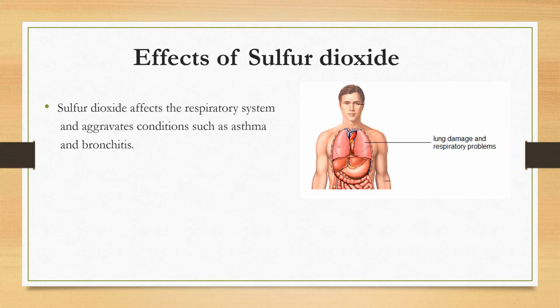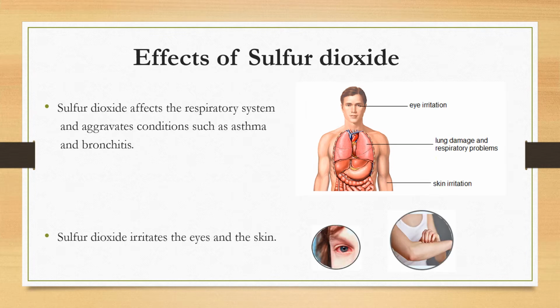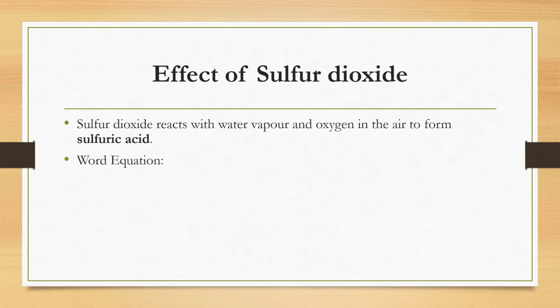Sulfur dioxide affects the respiratory system and aggravates conditions such as asthma and bronchitis. It also irritates the eyes and the skin. Let's now find out the effect of sulfur dioxide on the environment. Sulfur dioxide reacts with water vapor and oxygen in the air to form sulfuric acid.